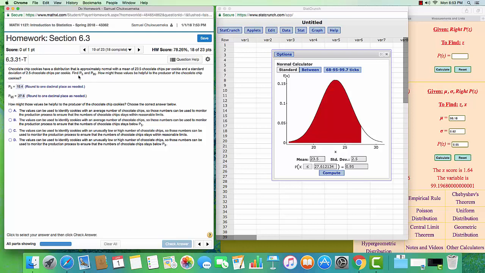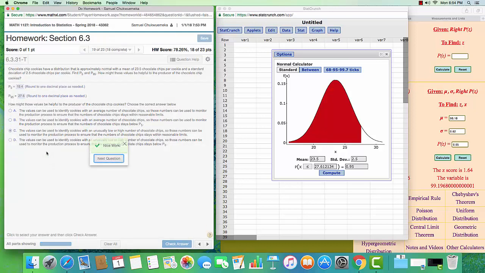For them to ask us to find the 5th percentile and the 95th percentile, this should be the range to ensure that the production is made so that the number of chocolate chips per cookie would be within reasonable limits. Okay, so I think C is the most reasonable choice. Okay.